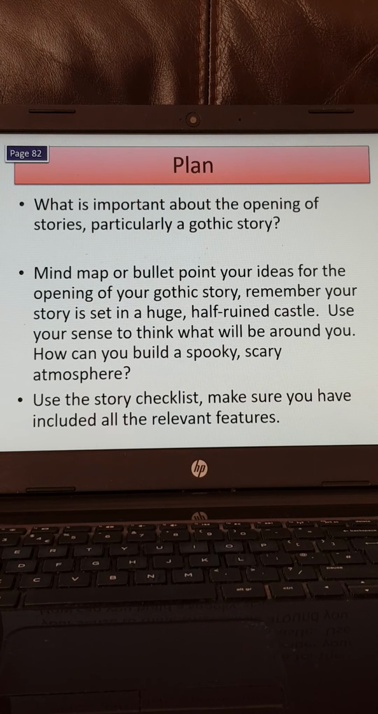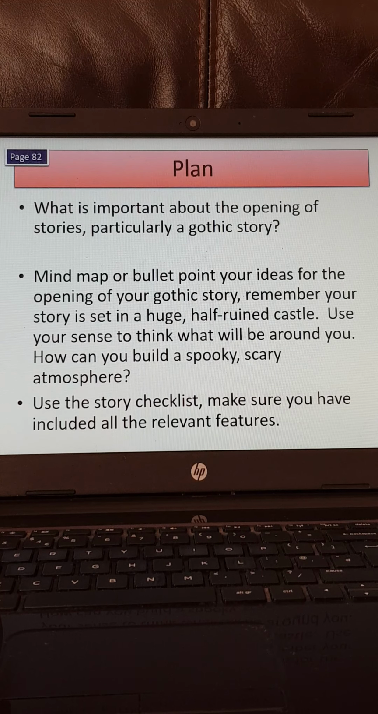So putting a plan together about your story then, what is important about the opening of stories, particularly a Gothic story? Think about what we worked on last lesson when we were planning the story, and we got that story of the curse. We said the first thing in that story structure was to set the scene and the characters so we can imagine as a reader where the story's set and who the main characters are. So that's really important in the opening of a story.